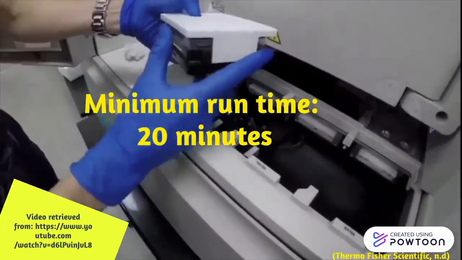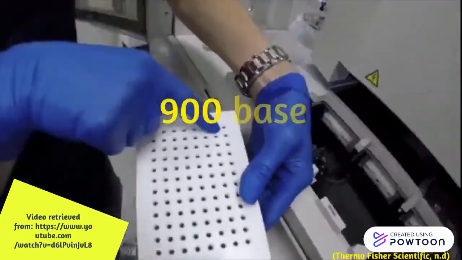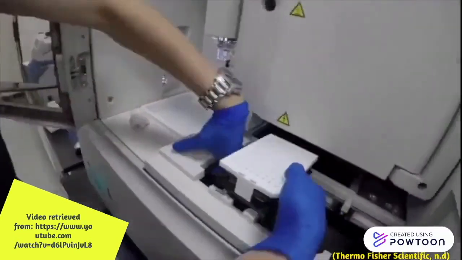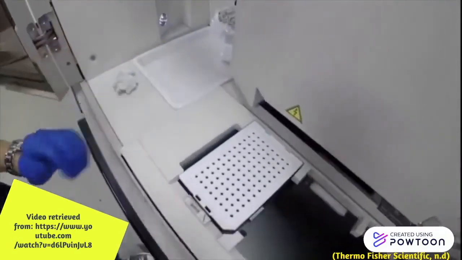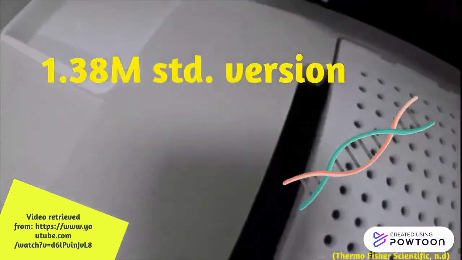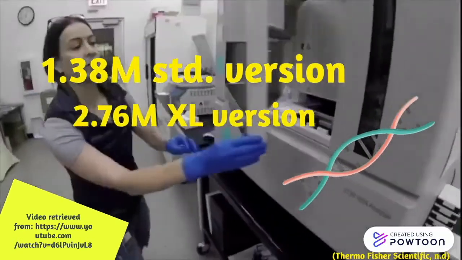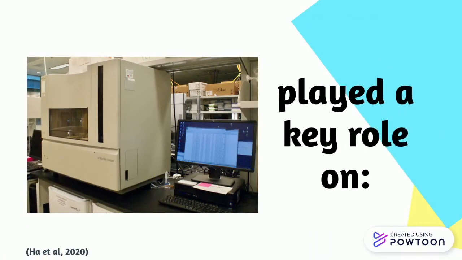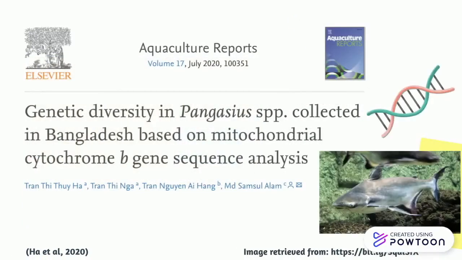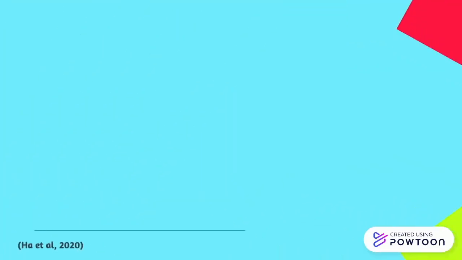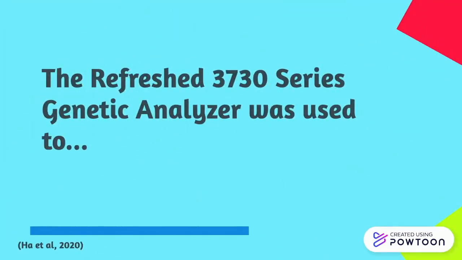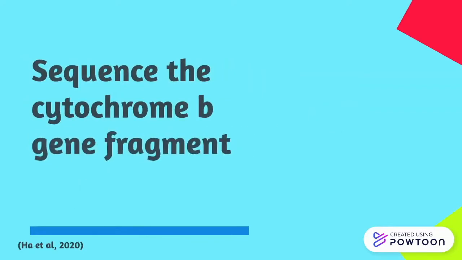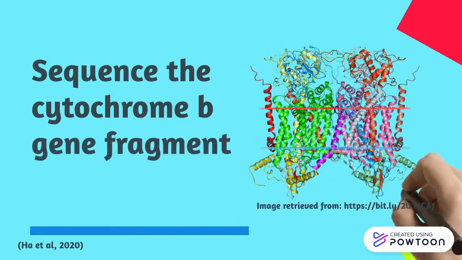The minimum run time of this equipment is 20 minutes, and it can read sequences up to 900 base pairs. Nevertheless, the number of base pair reads per day can be up to 1.38 million on the standard version, or even 2.76 million on the XL version. This equipment played a key role in a 2020 study developed by Ha et al., where their objective was to study the genetic diversity in Pangasius spp. collected in Bangladesh, based on mitochondrial cytochrome B gene sequence analysis. They used the 3730 series genetic analyzer to do the sequencing of the cytochrome B gene fragment.